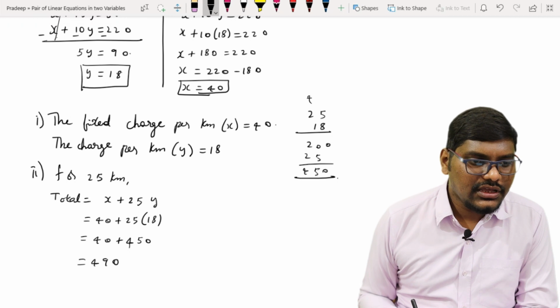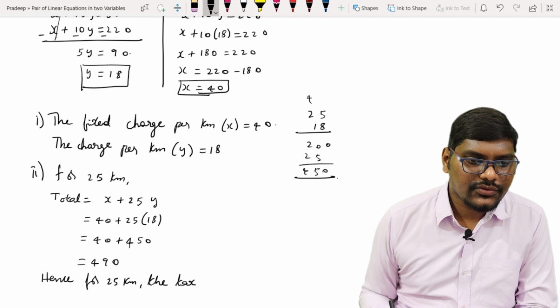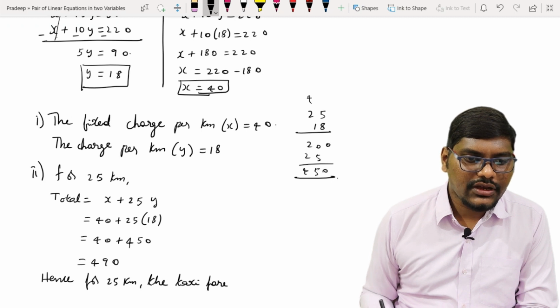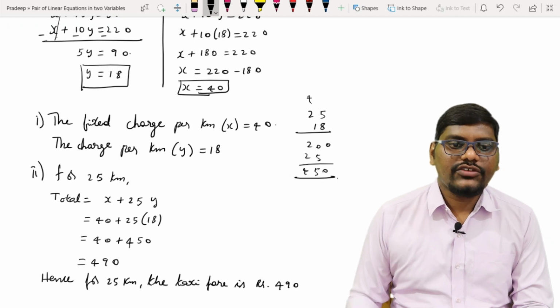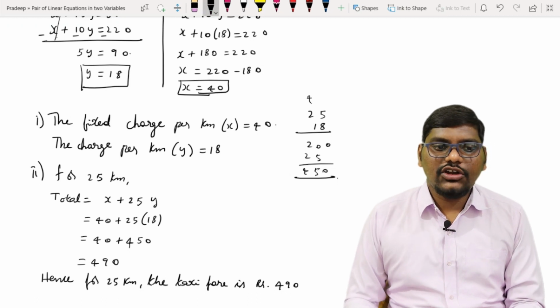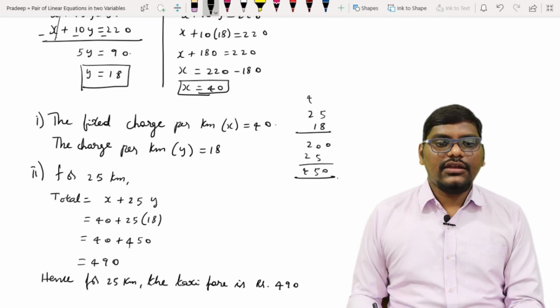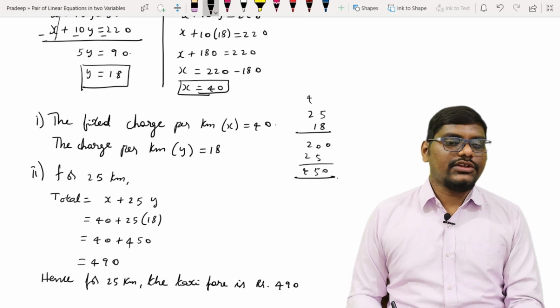So now the total we are getting is 490 for 25 kilometers. So we'll write here, hence for 25 kilometers the taxi fare is rupees 490. So the fixed charge we got as 40, the charge per kilometer we got 18, and we were getting 490 if we travel for 25 kilometers.